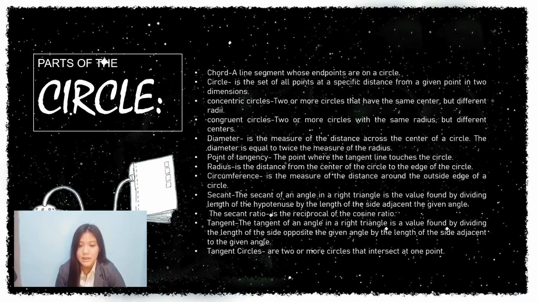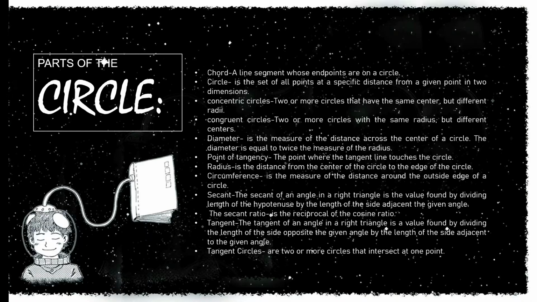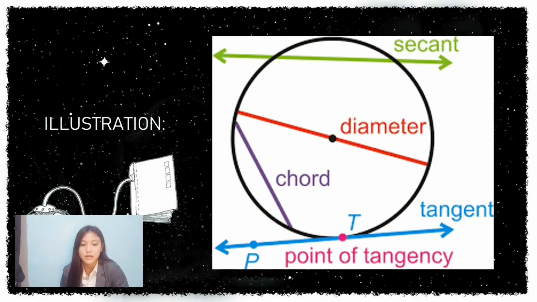The secant of an angle in a right triangle is a value found by dividing the length of the hypotenuse by the length of the side adjacent to the given angle. The secant ratio is the reciprocal of the cosine ratio. The tangent of an angle in a right triangle is a value found by dividing the length of the side opposite the given angle by the length of the side adjacent to the given angle. Tangent circles are 2 or more circles that intersect at one point. This is the illustration for the circle.